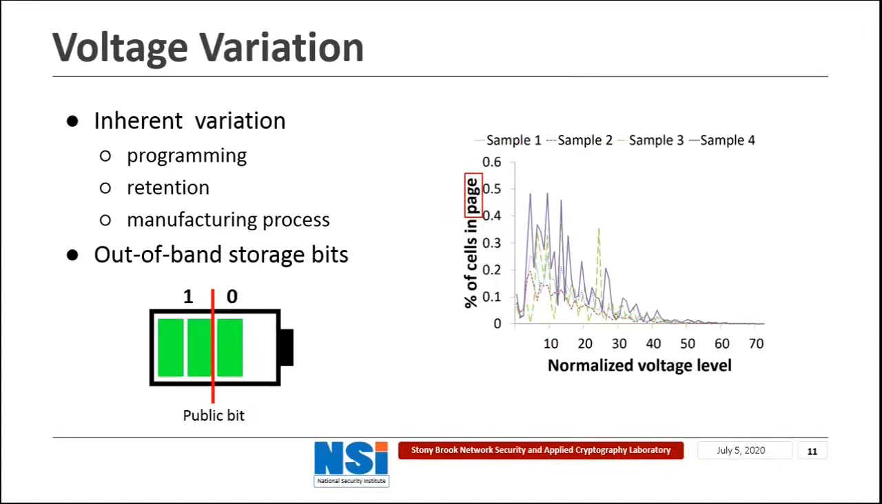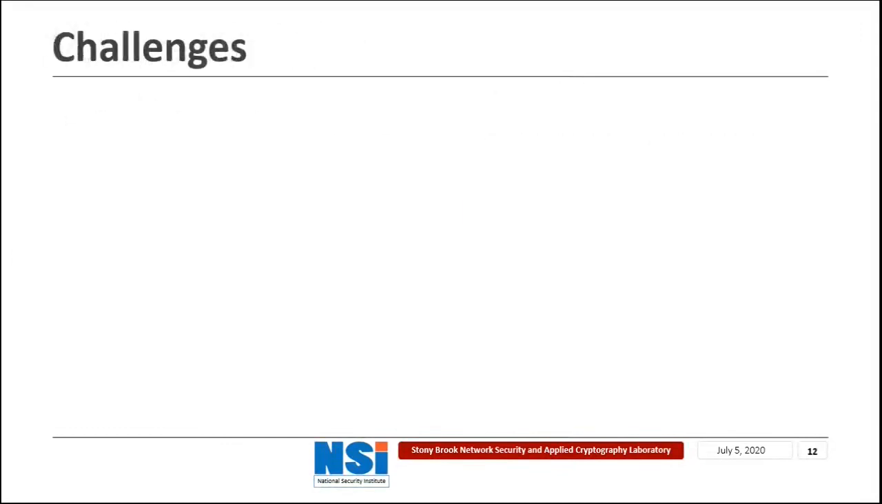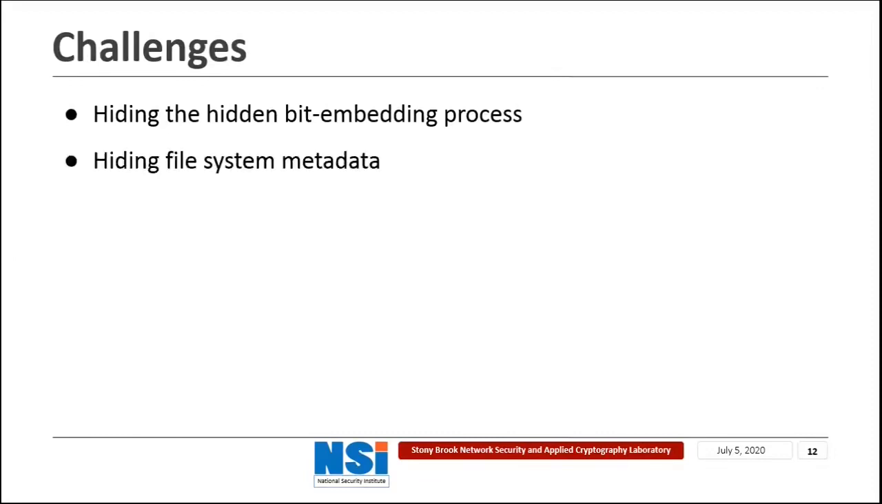Although the voltage variation in NAND Flash devices allows us to store extra bits in NAND Flash, this is not enough for us to have a PD scheme, as we need a way to organize all those out-of-band storage bits in NAND Flash to be valid data in the user space. And this is not a simple task. Here we list a few challenges we are facing when we want to design a PD scheme based on the out-of-band storage bits in a NAND Flash device.